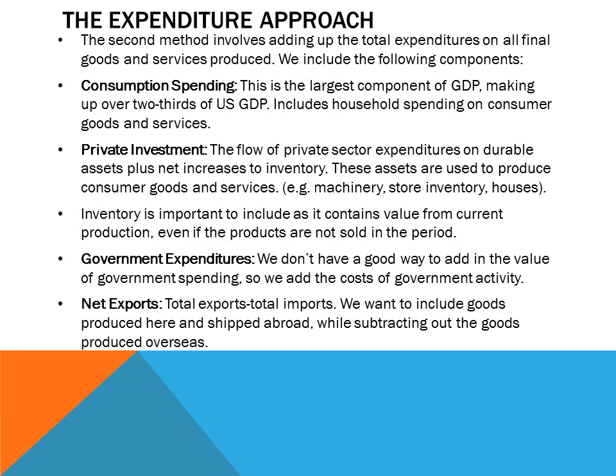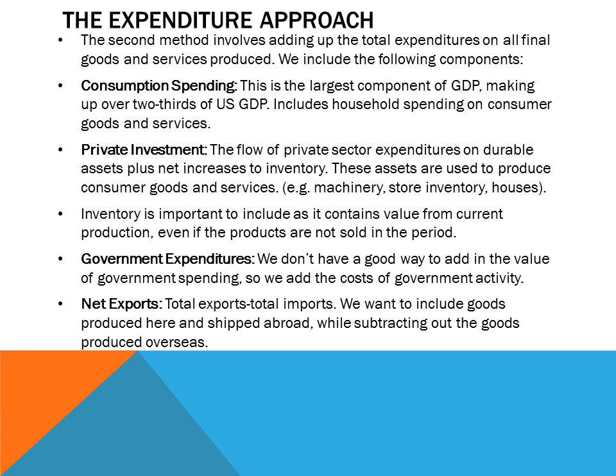The more popular approach is known as the expenditure approach. This second method involves adding up the total expenditures on all final goods and services produced. We include the following components. Number 1, consumption spending. This is the largest component of GDP, and it makes up over 2/3, or about 70%, of the GDP of the United States. It includes household spending on consumer goods and services.